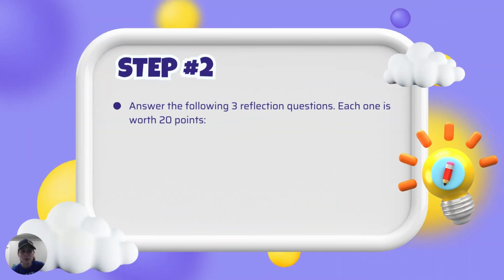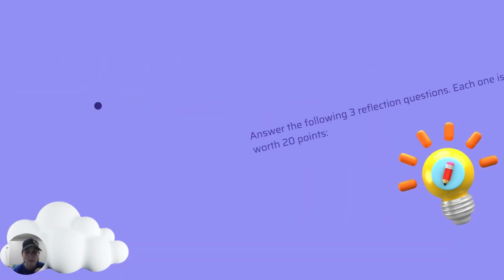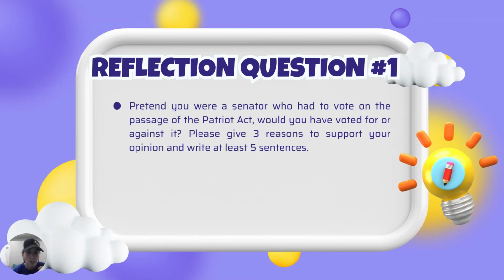Then for step number 2, you're going to answer the following 3 reflection questions, and each one is worth 20 points. So here's the first one. Reflection question number 1. Pretend you were a senator who had to vote on the passage of the Patriot Act. Would you have voted for or against it? Please give 3 reasons to support your opinion and write at least 5 sentences. If you don't remember what those are, you can go back in the lesson and look at them. But also, those videos you're going to watch are going to prepare you for this. They're going to help you understand the Patriot Act.